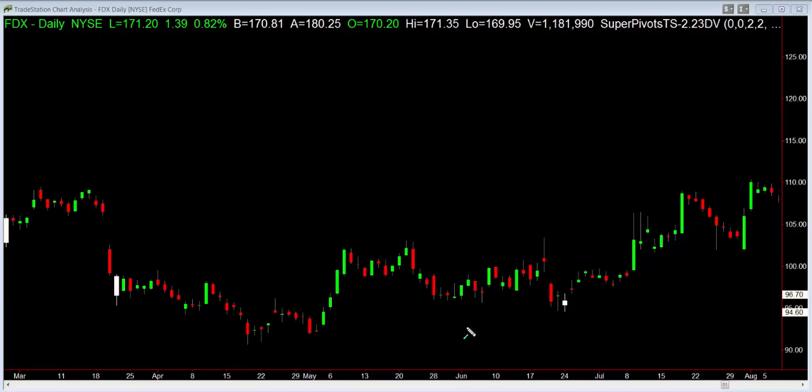So watch for confirmation. Confirmation is key. That's number one. And along with whatever indicators you're currently using, whatever trading method you're currently using, I think SuperPivots will be a fine addition to your toolbox. That's what I have for now.